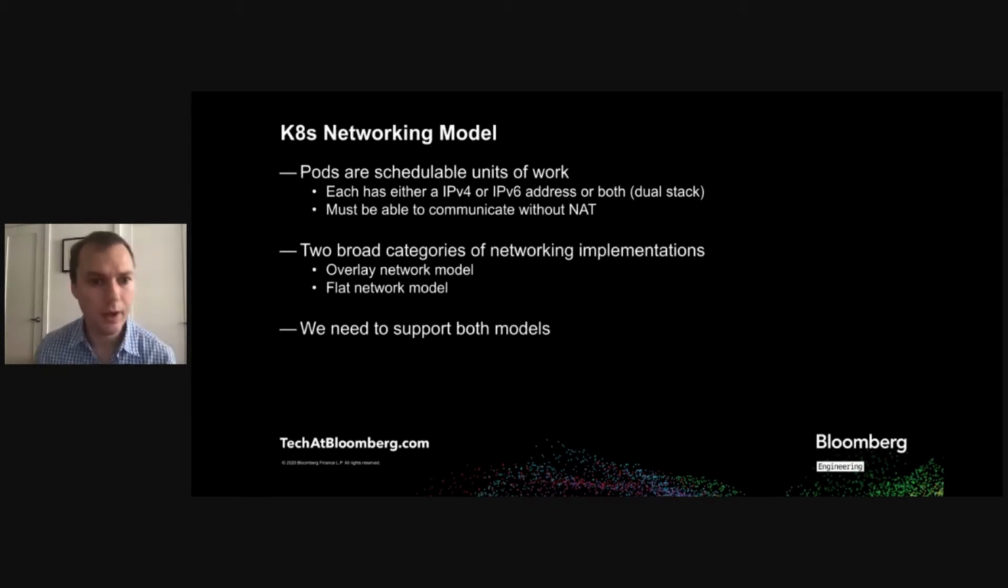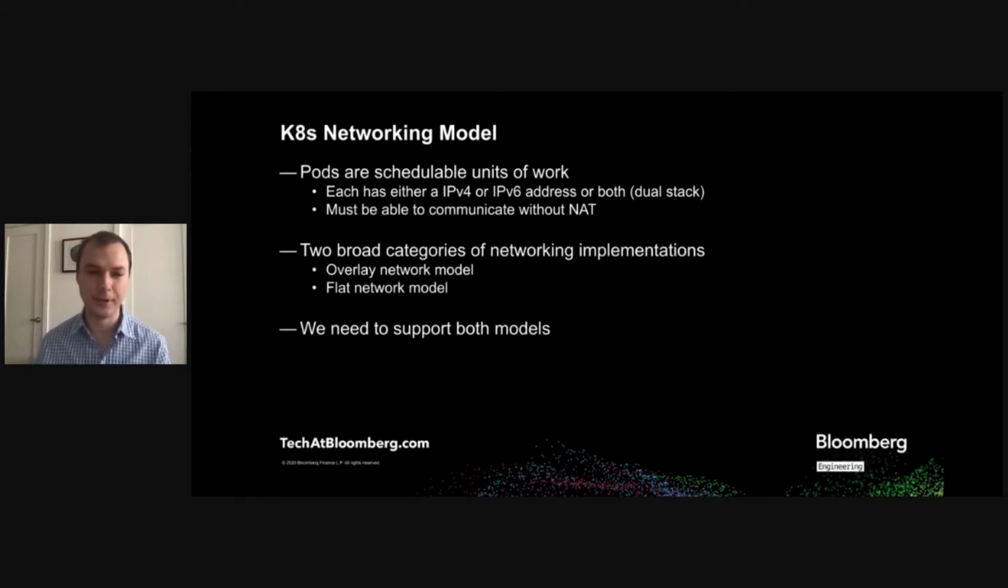So the first thing I want to do is get on the same page around what the Kubernetes networking model is. Pods are our schedulable units of work. They all get an IP address, and the model says, among other things, that pods need to be able to communicate with each other. There's no real spec on how you have to implement that. But in general, there are two categories of implementations: overlay networks, and a more flat network model. The distinction between these two is, does the rest of the network have knowledge of the pod IP space, of the pod CIDR? If the rest of the network does, then you're probably running with a flat network.